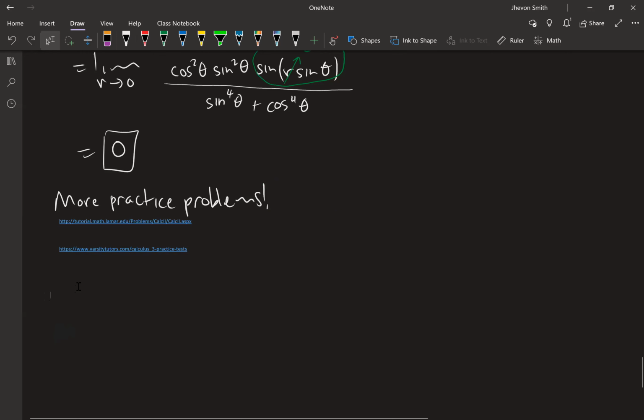Okay, now let's look up some implicit differentiation. So this was section 14.3. Let me try to find some sort of problem. I'm not sure how much implicit differentiation is going to go.